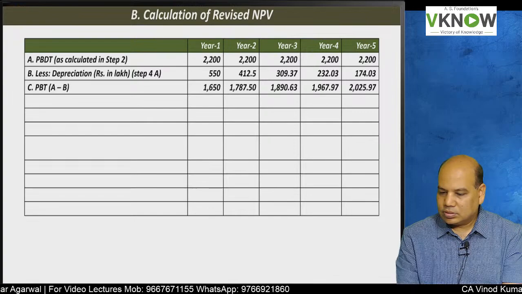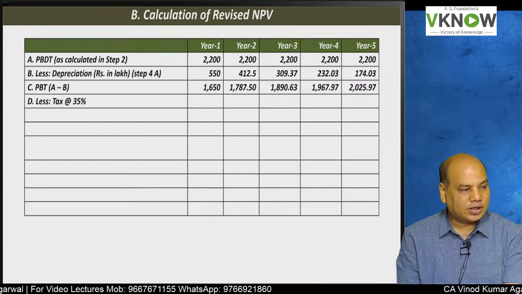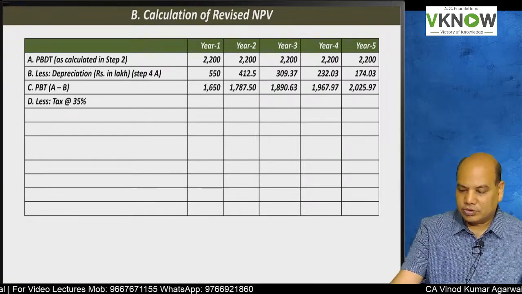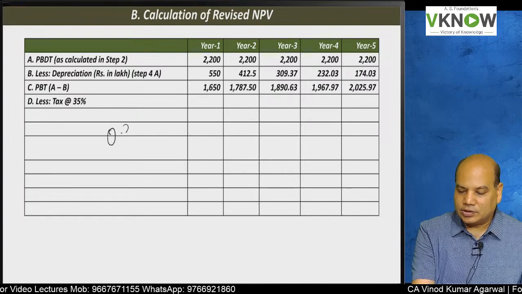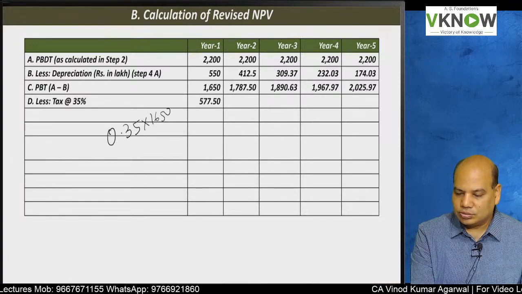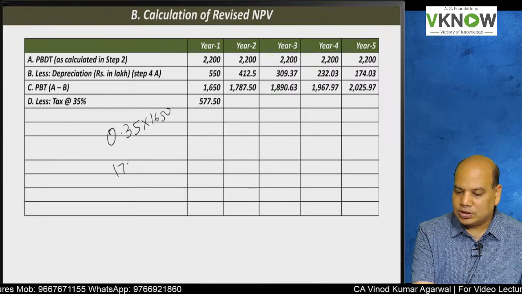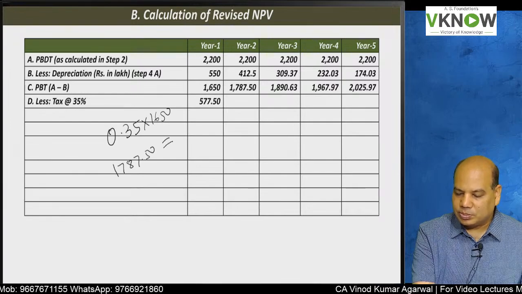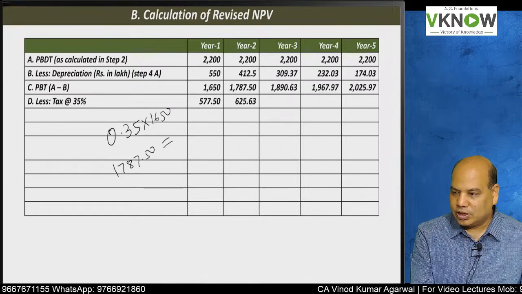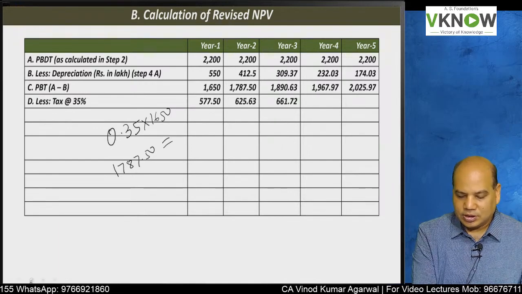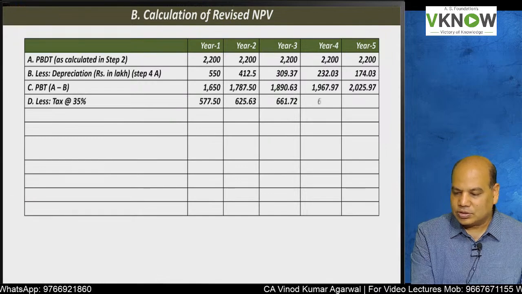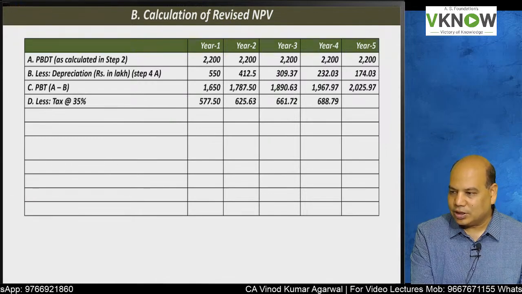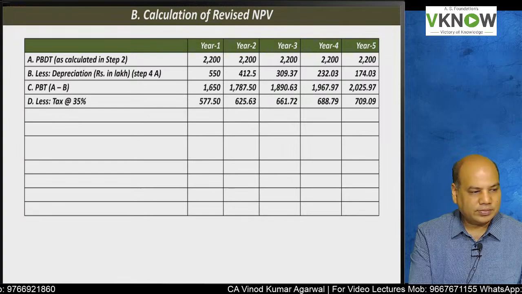Yes. Then we'll go to less tax at the rate of 35%. First type 0.35 into 1650 equal to, then you only type 1787.50 and press equal to, and you will get this number. Next number and equal to. This is a shortcut trick on the calculator to save time.